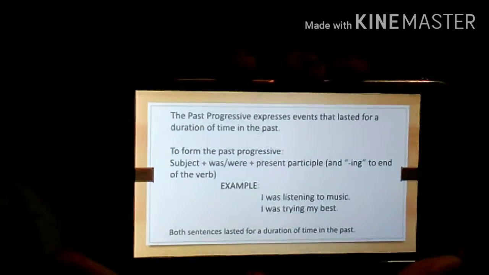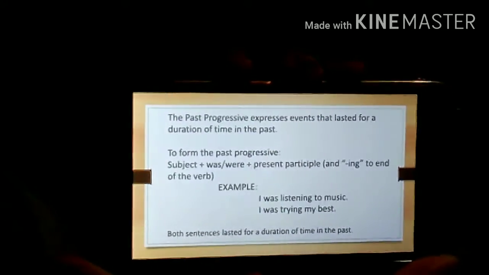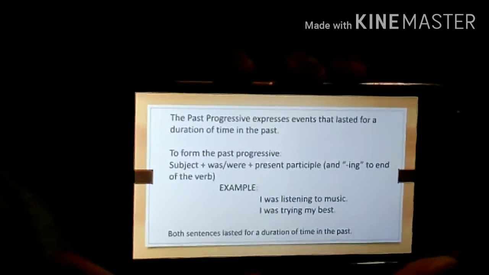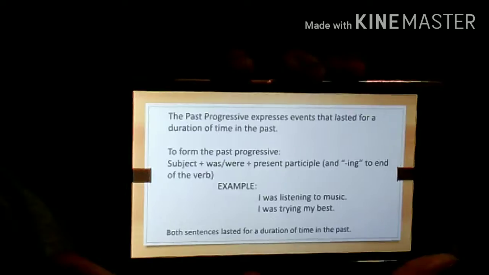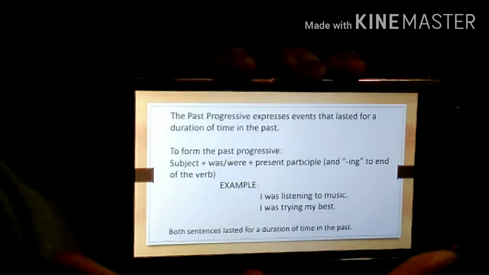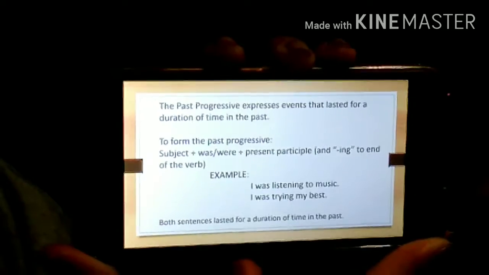Next, I was trying my best. I is the subject plus was plus the present participle, which is try, plus ing. And so I was trying my best. Both sentences lasted for a duration of time in the past.